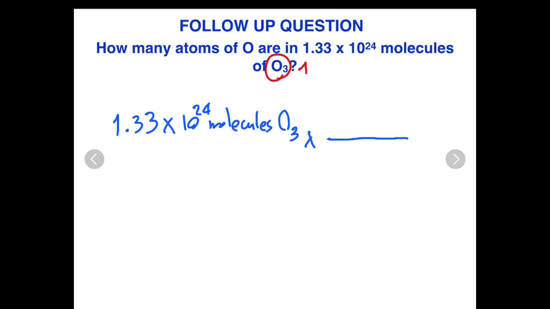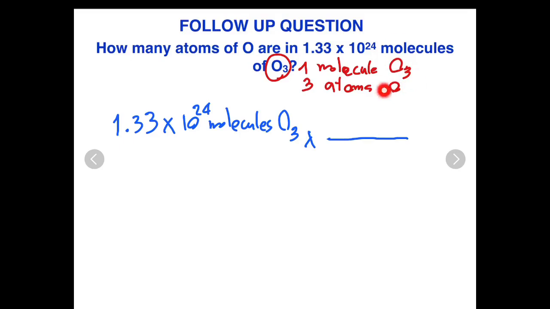One molecule of this contains how many atoms of oxygen? How many atoms of oxygen here? The answer is 3, right? So it contains 3 atoms of oxygen. So one molecule of this contains 3 atoms of oxygen. That's what we know.